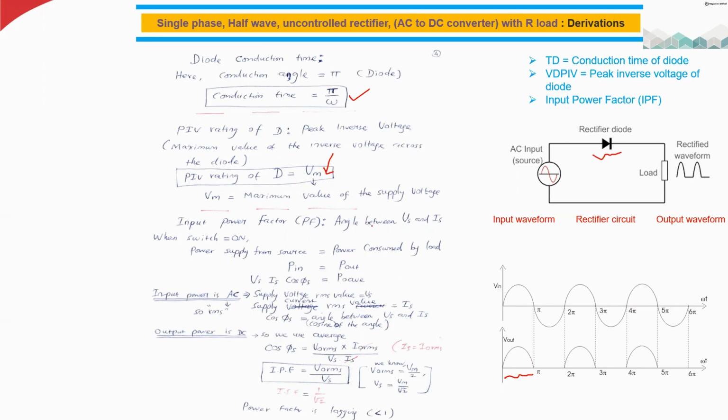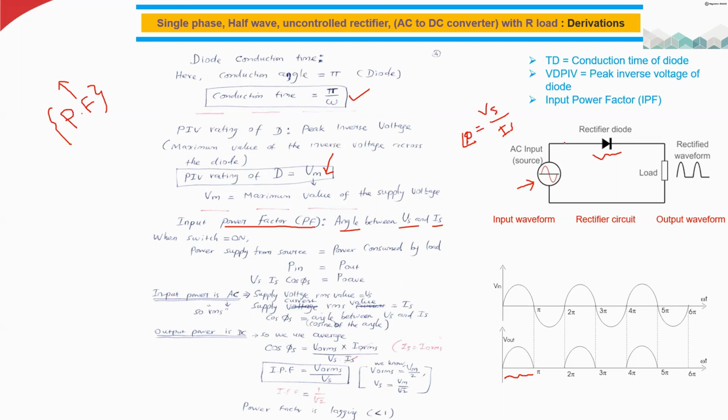And input power factor, this is one of the important things you should know. Maybe when you studied electrical machines, generators and transformers, you studied power factor. Power factor is a very interesting topic whenever we study power electronics. Power factor means the angle between VS and IS. Here you have the input current and input voltage. The angle between the input voltage and input current gives the power factor. Okay, let us see now.